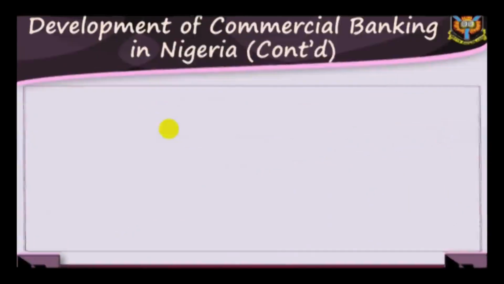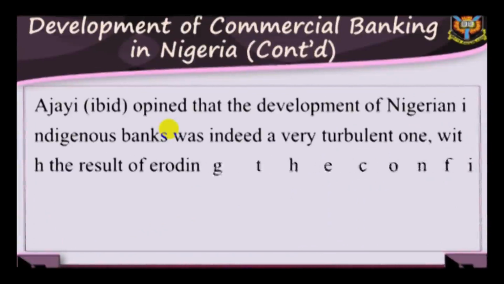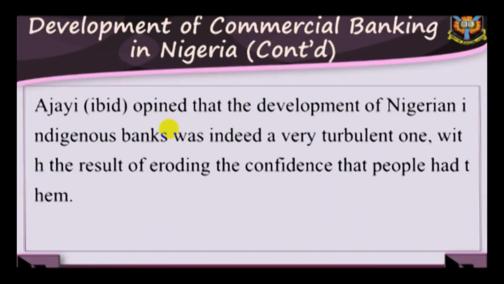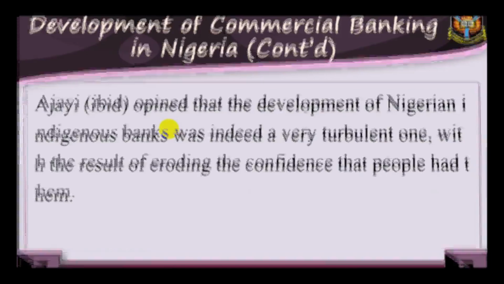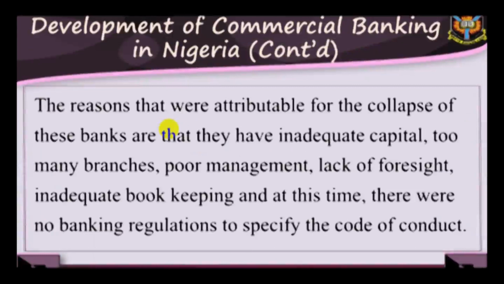Ajayi was of the view that the development of indigenous banks in Nigeria was indeed a very turbulent one, with the result of eroding the confidence that people had in them. The reasons attributable for the collapse of these banks are that they had inadequate capital, too many branches, poor management, lack of foresight, inadequate bookkeeping, and at times there were no banking regulations to specify the code of conduct.